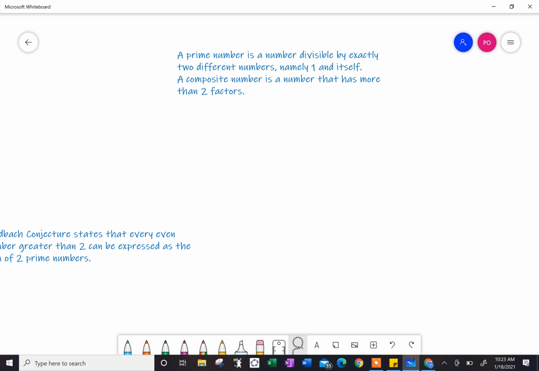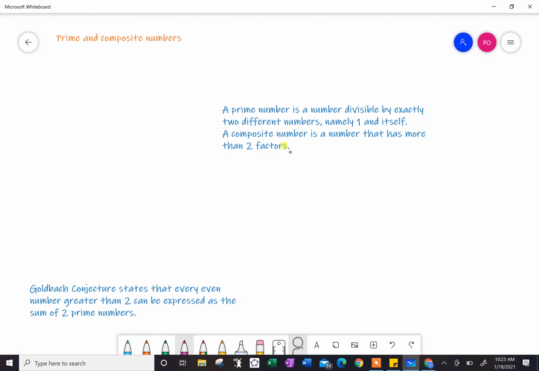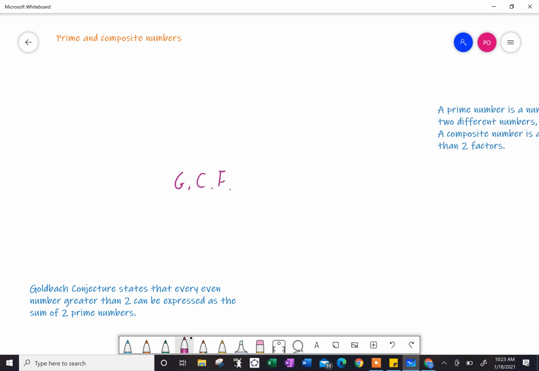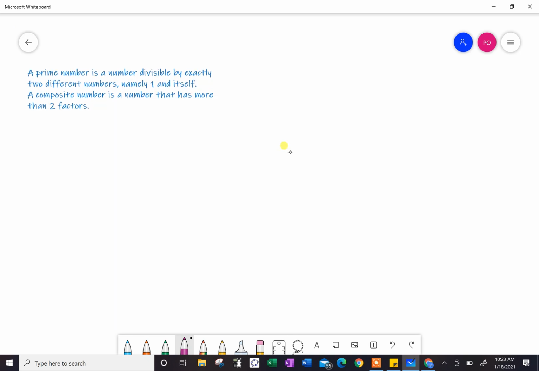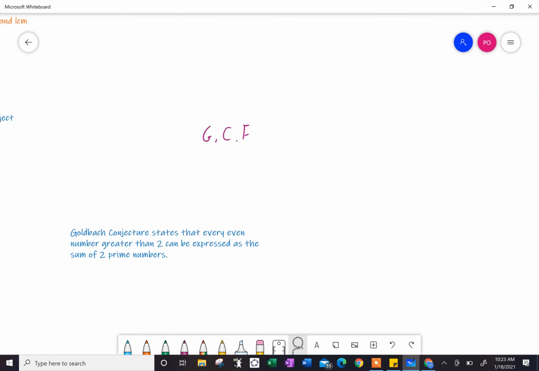All right. So, I'm going to look at something called the greatest common factor, all right? So, the greatest common factor is actually kind of neat because a lot of people learn about the greatest common factor, but they don't really know why they're learning about it. So, let's see what that means.